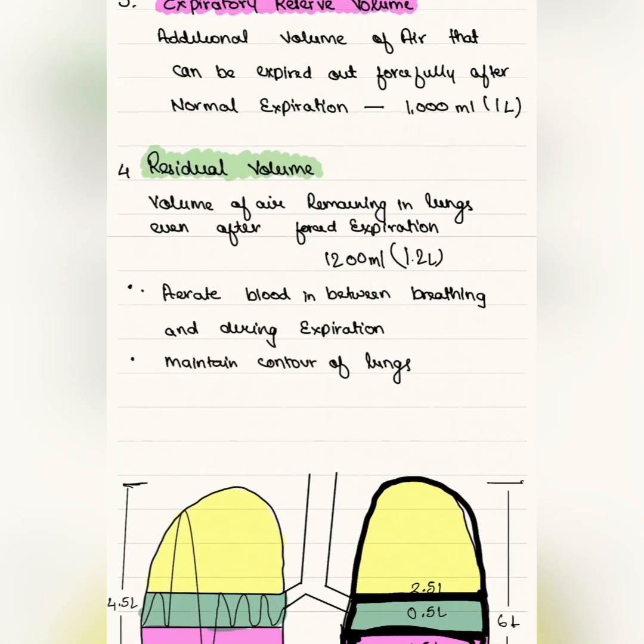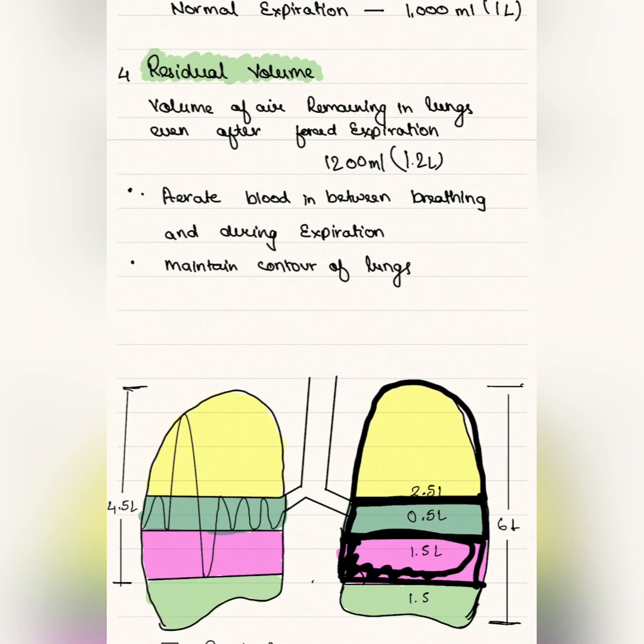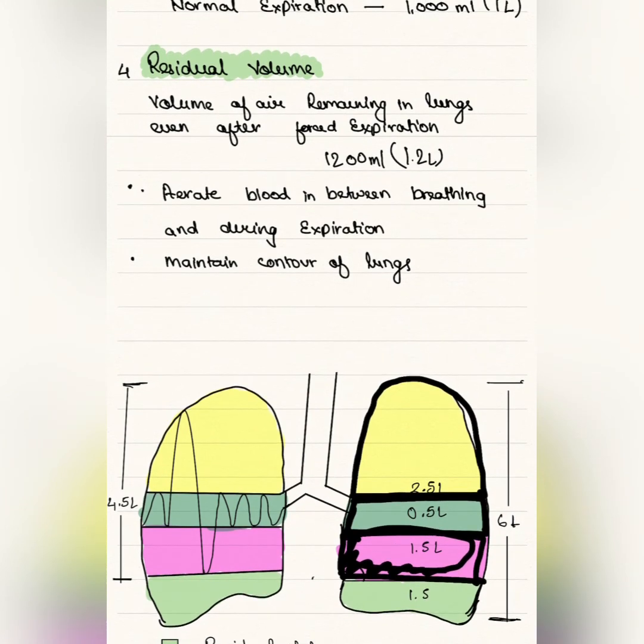Now the last one, residual volume. Residual volume is the amount of air that remains in the lung even after forceful expiration. Means this residual volume is present throughout the respiratory cycle. During inspiration, during expiration, even after forceful expiration, the amount of air that is present in the lung is residual volume. Now one might think, why is residual volume important?